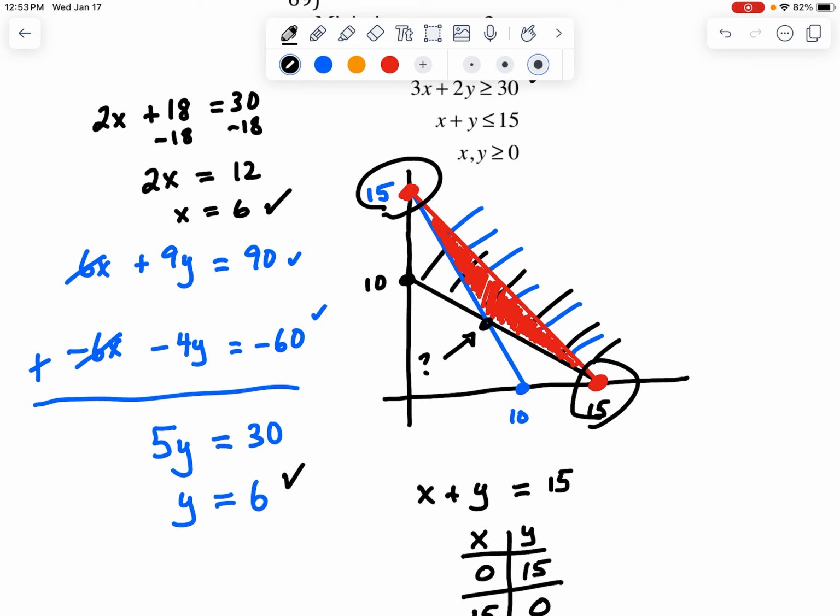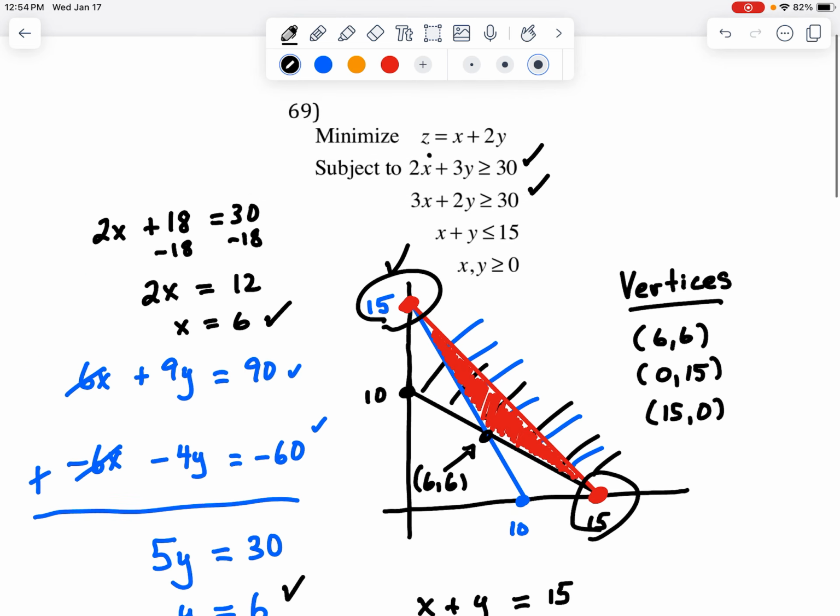So that's where the question mark was. So let me just erase the question mark. And so then this point is 6, comma 6. Okay, so for the vertices of the triangle, we have, well, there's 6, comma 6. There's the one at the top where that 15, the blue 15 is. So that is when x equals 0, y equals 15. And then the red one at the bottom, that's going to be 15, comma 0.